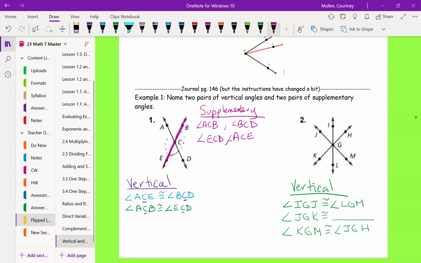Now let's talk about some supplementary angles here. What is a supplementary angle with angle JGH?